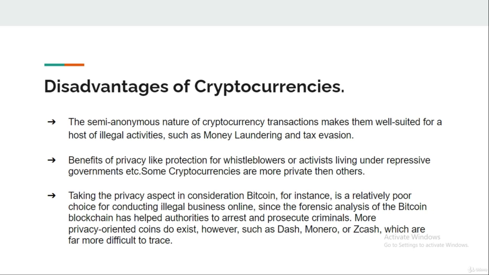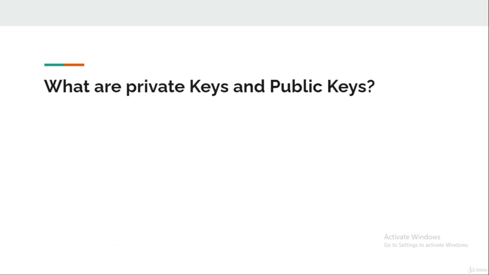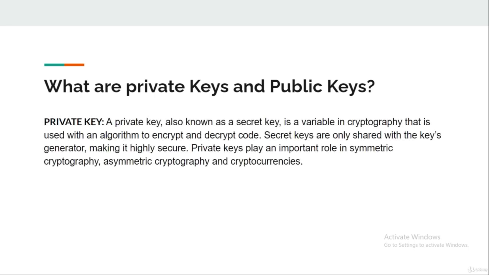Let's now get some details about the private keys and public keys in the case of cryptocurrencies. So, what are private keys and what are public keys? Let's understand what a private key is. A private key, also known as a secret key, is a variable in cryptocurrencies that is used with an algorithm to encrypt and decrypt code. See, cryptocurrencies are nothing but blocks of code which are protected by several encryption codes, right? So, keys are only shared with the key's generator, making it highly secured.